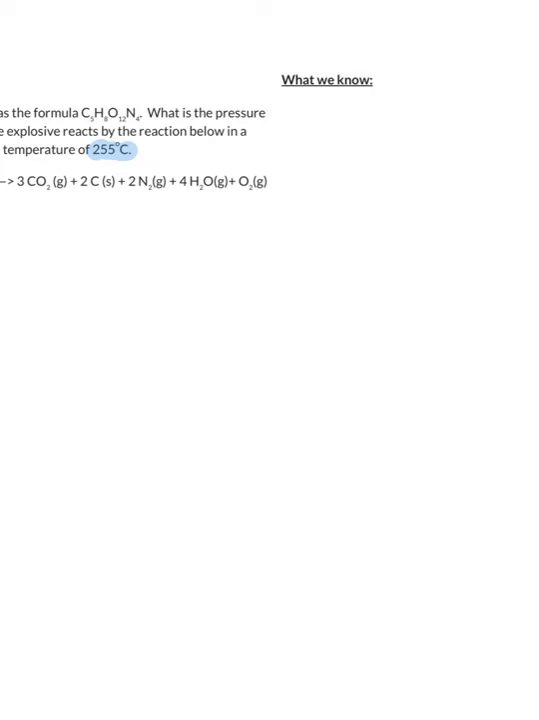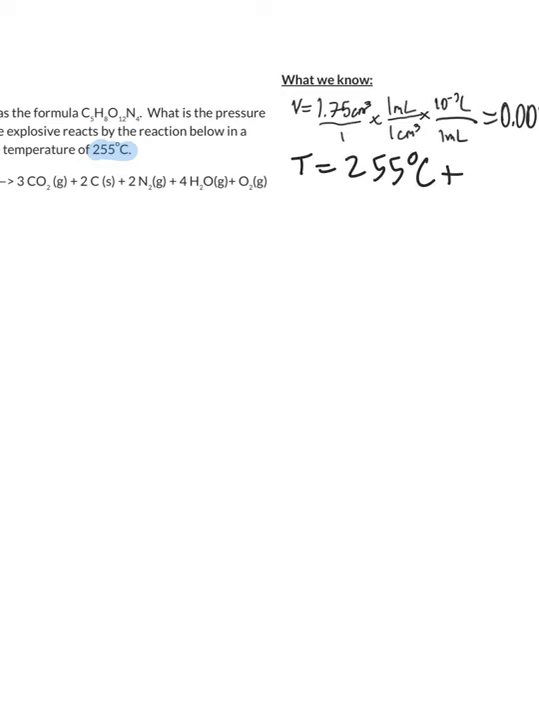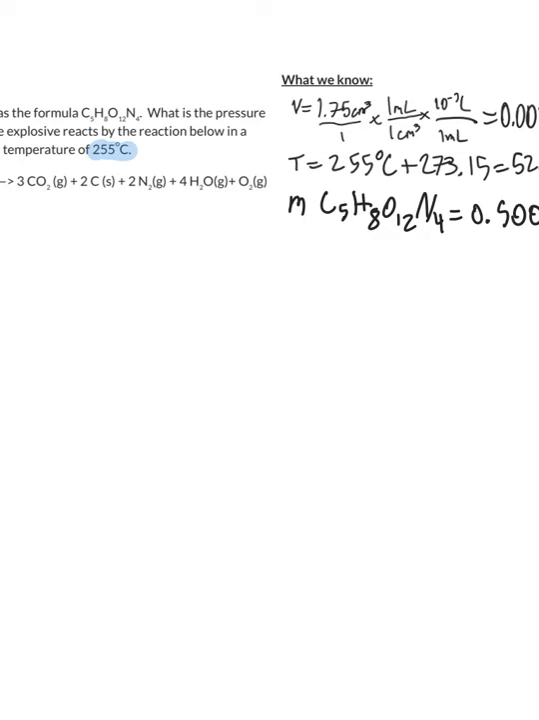Let's start by writing down what we know. We know the volume is 1.75 centimeters cubed, which we will use dimensional analysis to convert to milliliters, and then from milliliters to liters to get 0.0175 liters. We know the temperature, which is 255 degrees Celsius, and we will add 273.15 to find the temperature in Kelvin, which is 528.15. And we know the mass of the explosive is 0.500 grams.